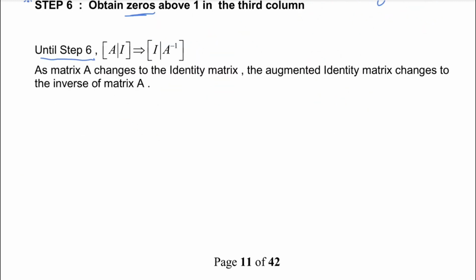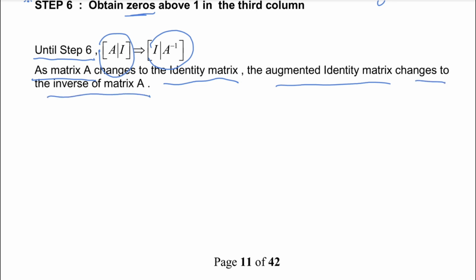Until step 6 here, from the augmented matrix A I, you will get lastly I and then A inverse. As matrix A changes to the identity matrix, the augmented identity matrix changes to the inverse matrix A.